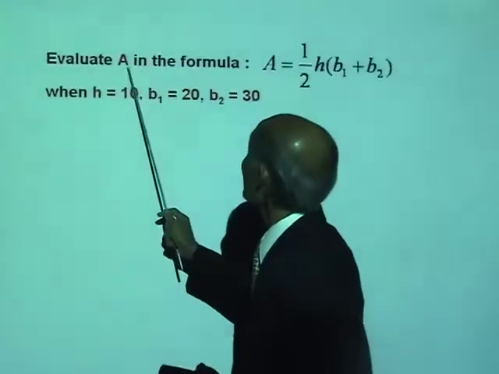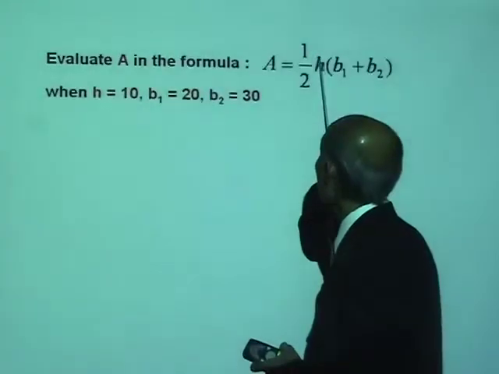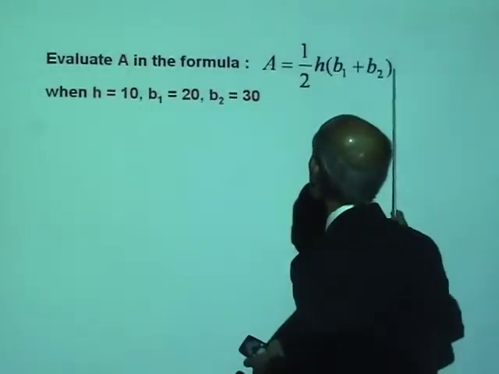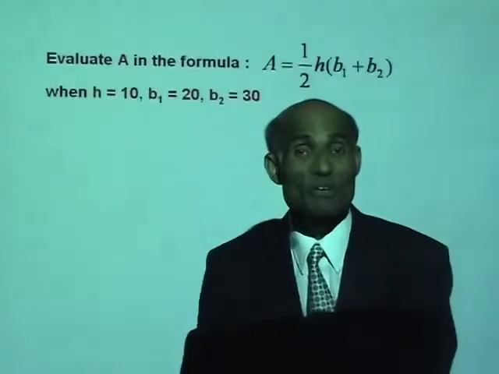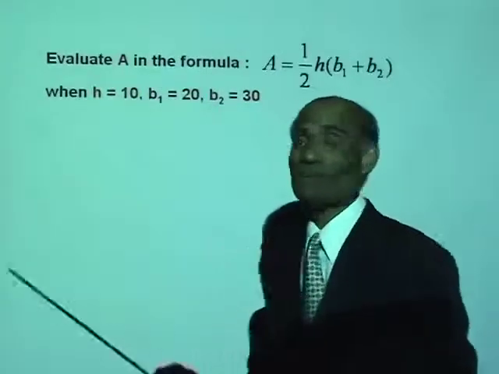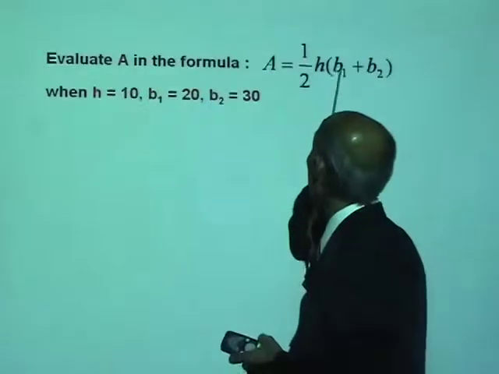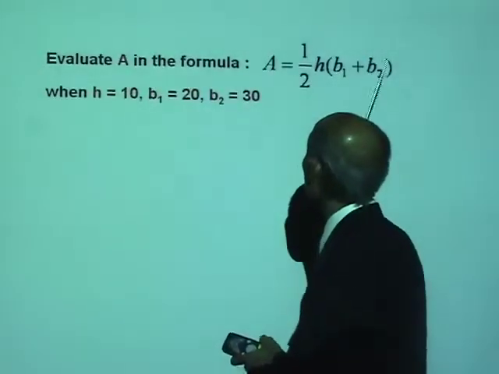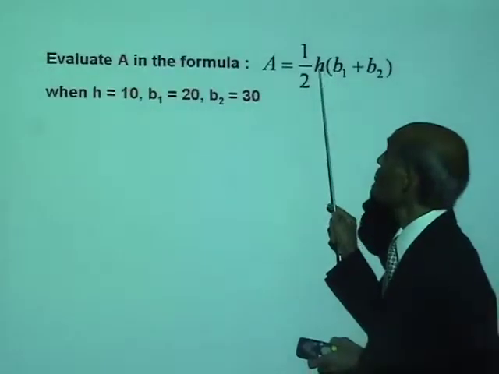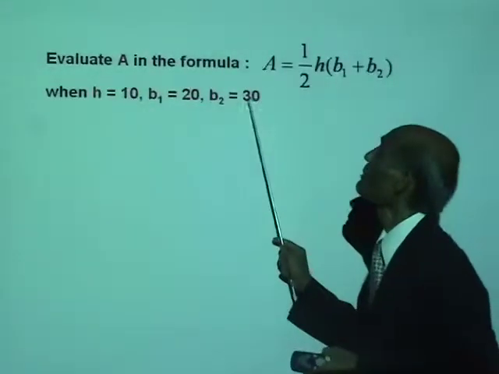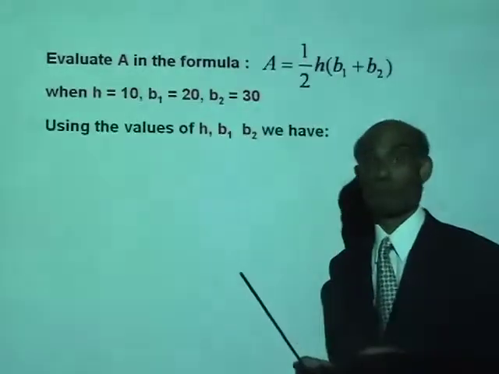Find the value of A in the formula A equal to 1/2 H times B1 plus B2. Well, this is a different formula. We got the values of H. H is known. B1 is given. B2 also is given. What we need to do is replace each of these variables with their given values and then simplify. Alright, let's do that.